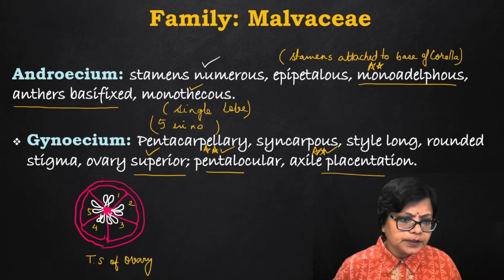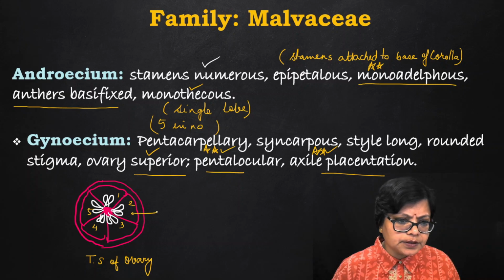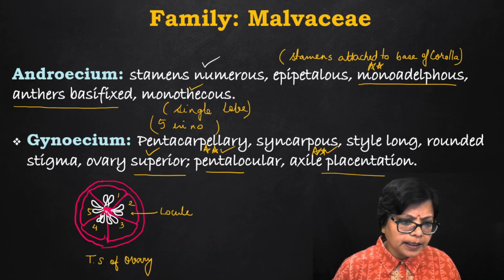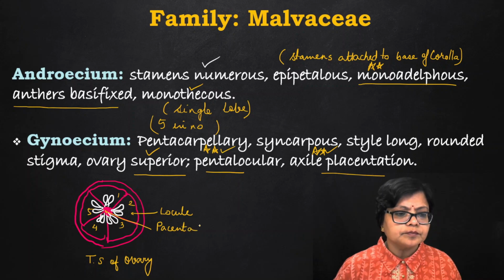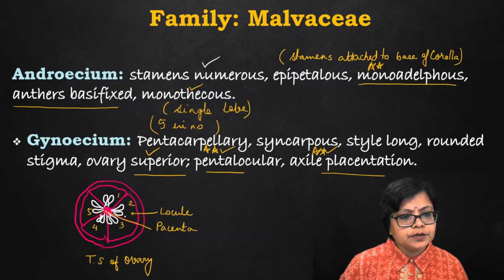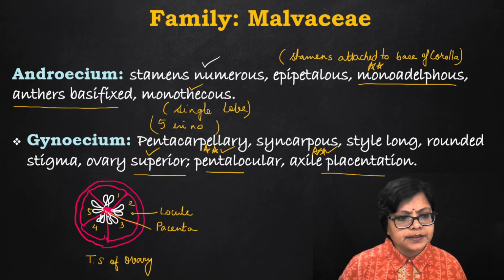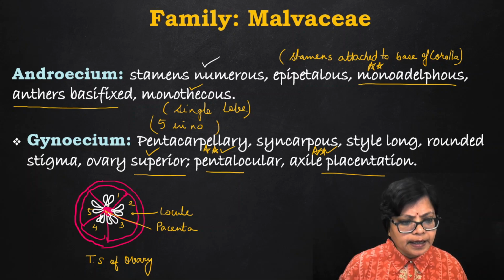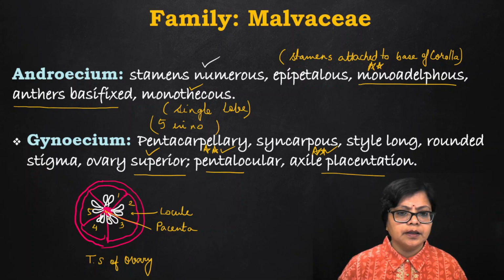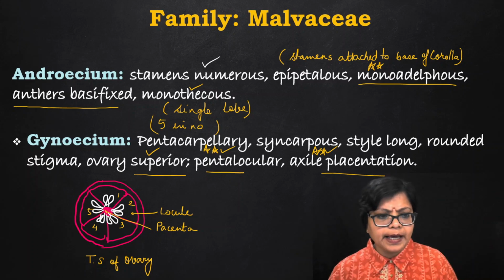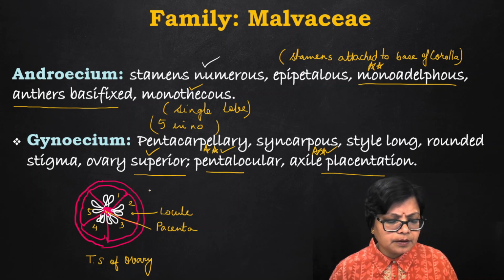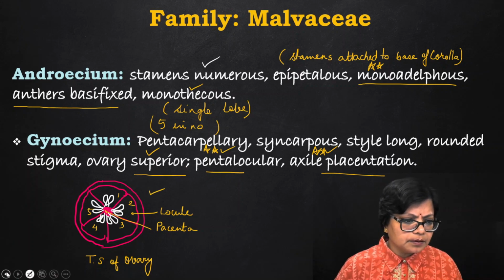This represents the transverse section of the ovary, and this is the locule, pentalocular, and this is the placenta. The ovules develop on the placenta at the central axis. This type of arrangement of ovules within the ovary is called axile placentation. Clear?